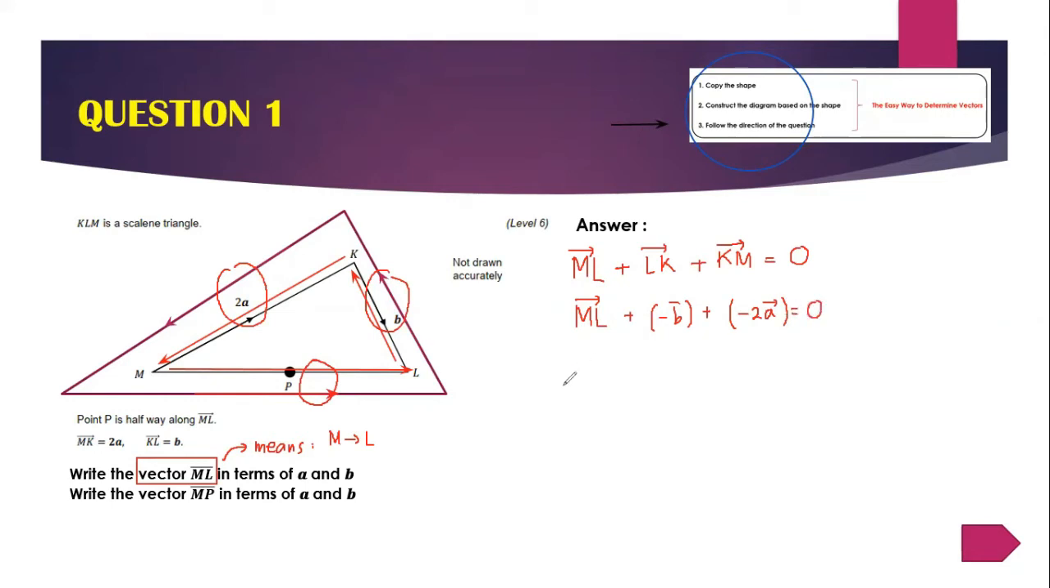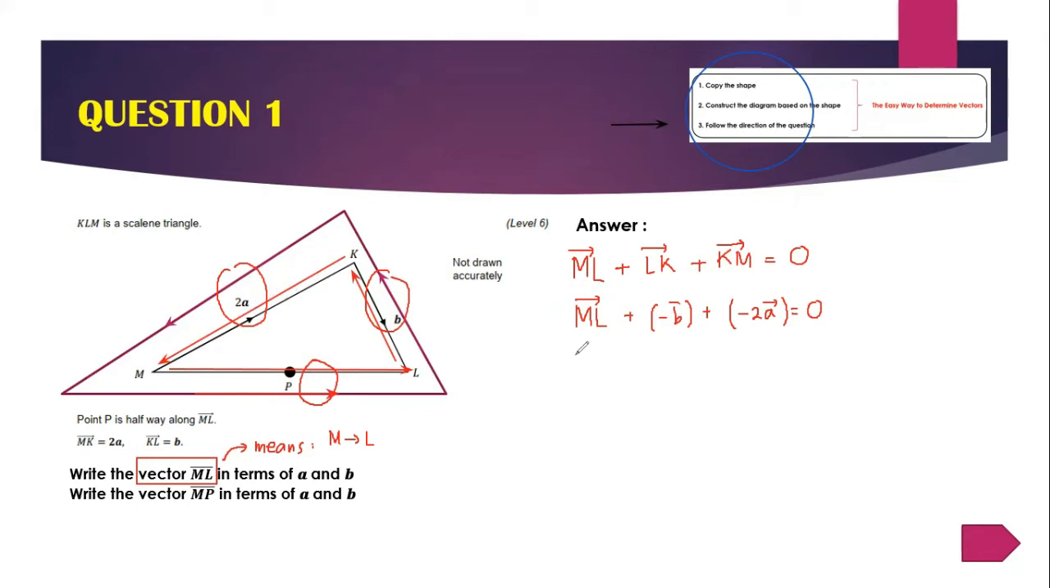So when you find the factors opposite to each other, you have to write negative. Once again, LK and factor b are opposite. KM and factor 2a are opposite too. So you have to write negative because they are in different directions.